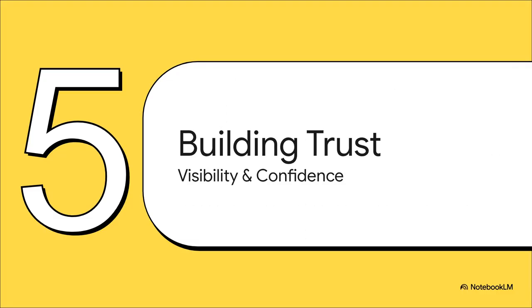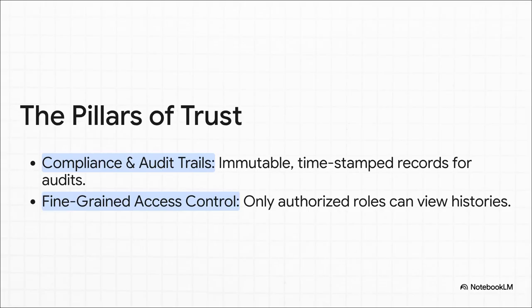Now, all of this, the visibility, the data, it all leads to the ultimate payoff for any business, building unbreakable trust. We're talking about creating real confidence, both internally with your stakeholders and externally with your users. And this trust is really built on 2 key pillars. First, for compliance, you need a perfect audit trail, an unchangeable, time-stamped record of every single conversation. And second, you need really fine-grained access control to make sure only the right people can see sensitive data, which is absolutely crucial for protecting user privacy.